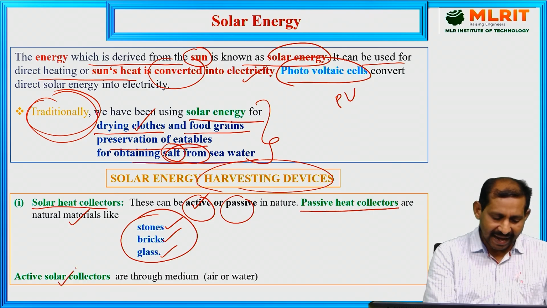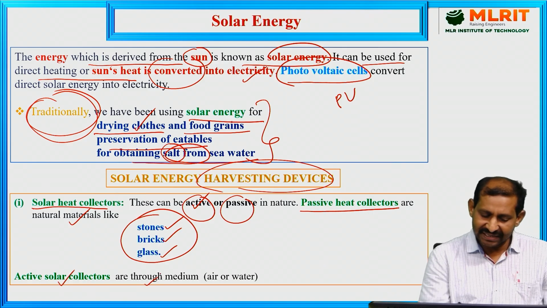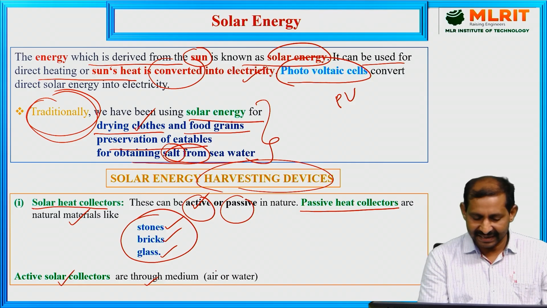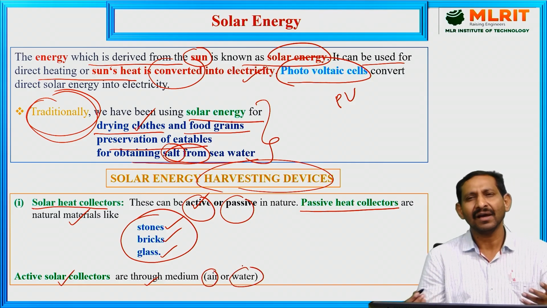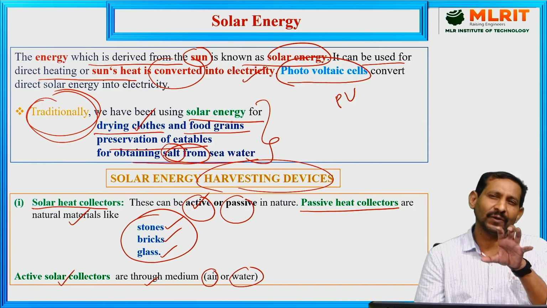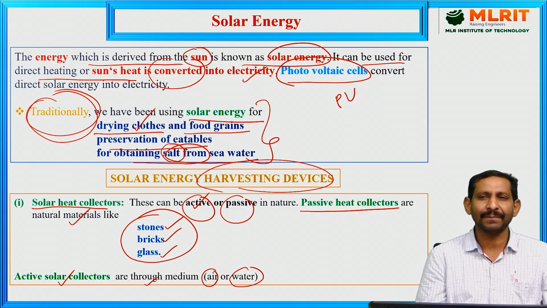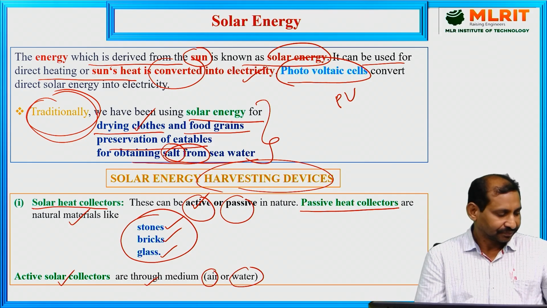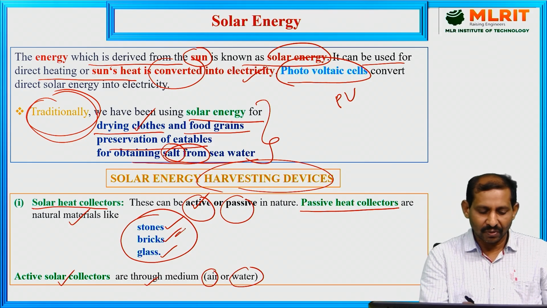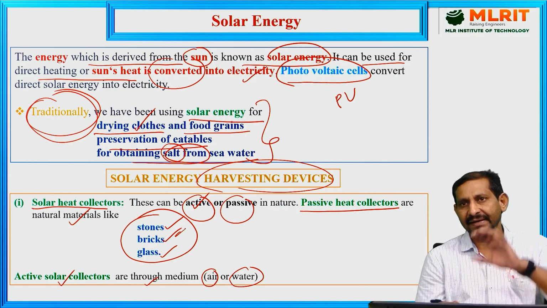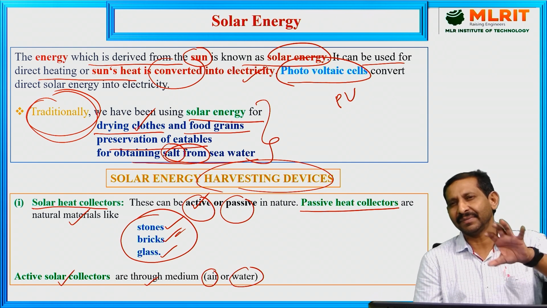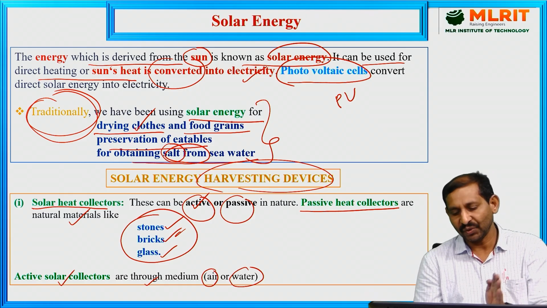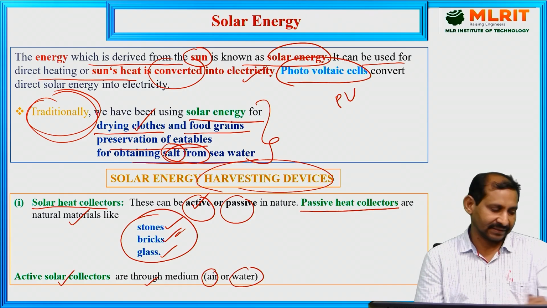Now coming to active solar collectors. These collect the heat through a medium, like water or any other medium; only then is the heat trapped in the material. Those are called active solar collectors. In passive collectors, no medium is required. The sunlight falls directly on the surface, which slowly heats up after some time. That is the comparison between passive and active heat collectors.